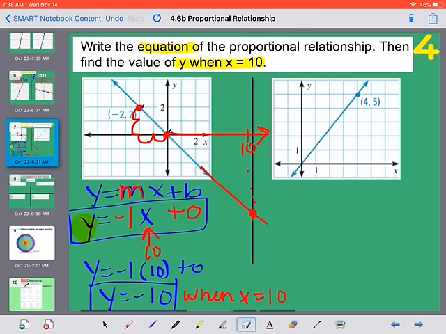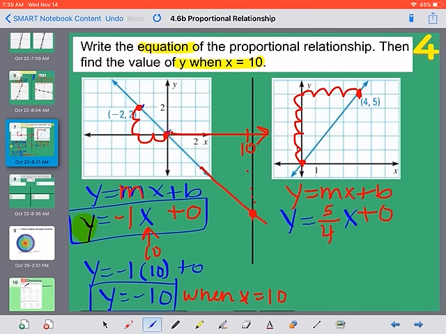Let's try the next one. There will be a couple like this in your homework. We need the equation y equals mx plus b. We know b is 0. We just need to find our slope now. And they gave us another point up here, so we're going to count our slope. Rise 1, 2, 3, 4, 5. And run 1, 2, 3, 4. So we have y equals 5/4 x plus 0.